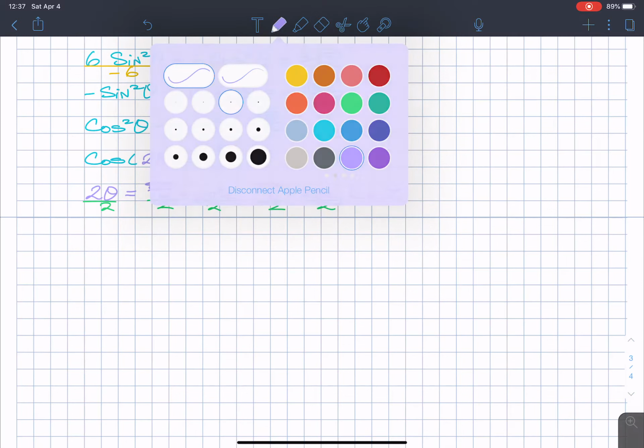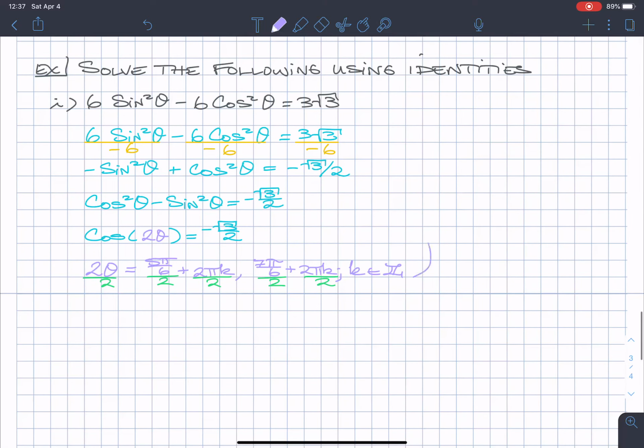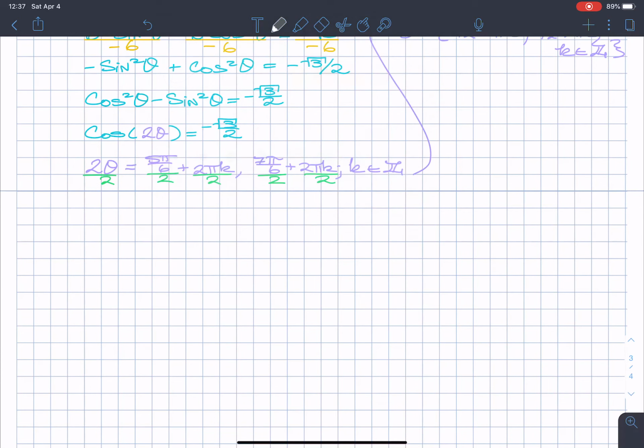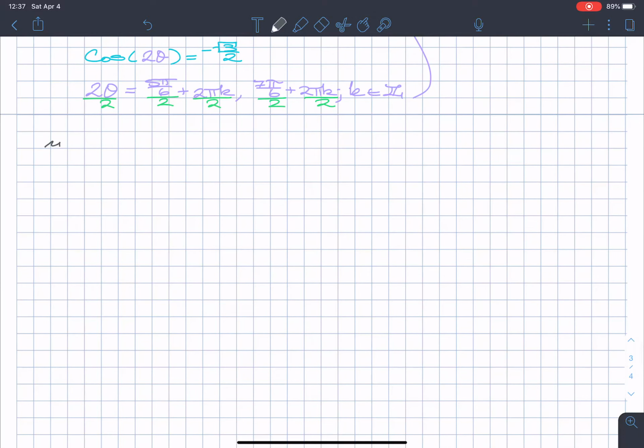Okay, so what do we get when all is said and done? Let me just move this up here. We get that theta will be 5 pi over 12 plus pi k, 7 pi over 12 plus pi k, where k is an integer. So that's infinitely many solutions to that one. Okay, so number 2, these are getting a bit long here, so bear with me. We've only got 2 more problems.